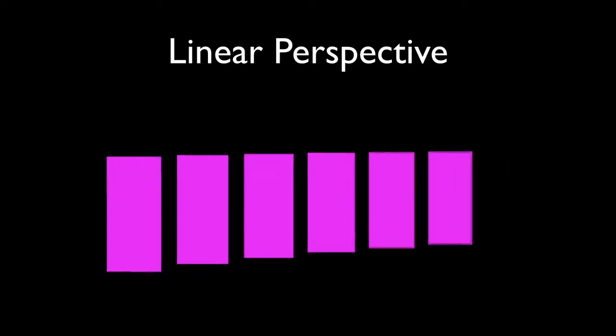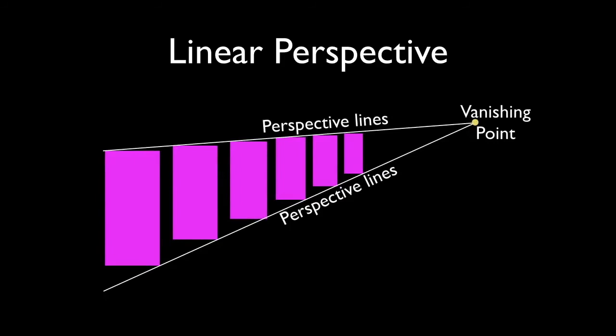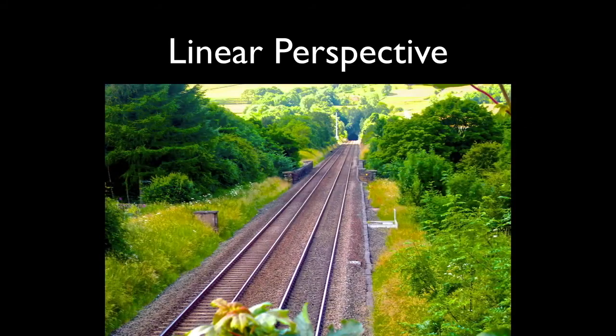So here's the example. If we draw some lines of perspective and a vanishing point, and we make those rectangles follow those lines, then those rectangles will appear to get smaller and smaller into the distance. It's not just about them getting smaller, but about them lining up along these perspective lines. So let's take a look at some pictures that use this idea. Here are some railroad tracks that disappear off into a tunnel behind the vanishing point.